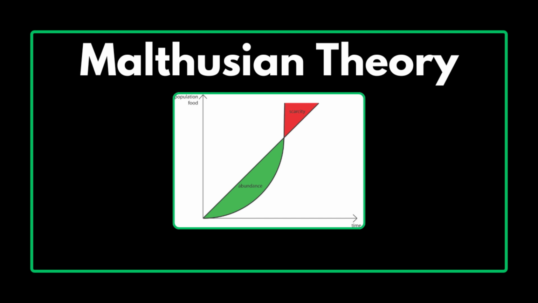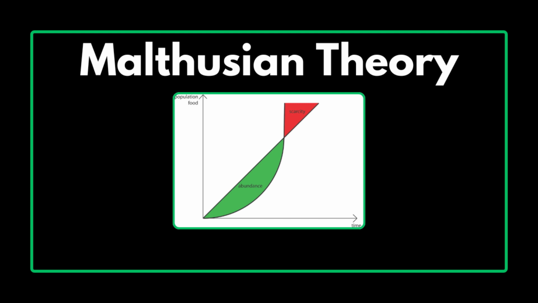Malthus argued that if population growth was left unchecked, it would eventually outstrip the food supply, leading to widespread famine, disease, and death. He believed that population growth needed to be controlled to avoid these disastrous outcomes.